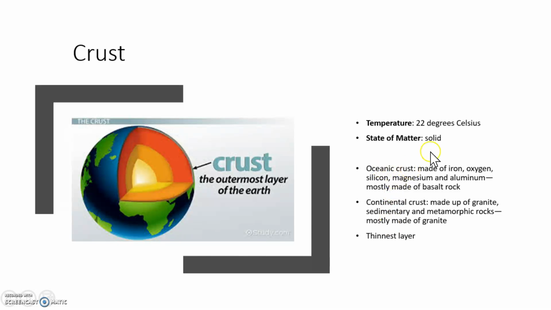We have oceanic and continental. Oceanic is made of iron, oxygen, silicon, magnesium, and aluminum, and it's mostly made of this basalt rock. And then continental crust is made of mostly granite. And then there's sedimentary and metamorphic rocks, but for the most part, it's made of granite. Again, it's the thinnest layer out of all the layers.